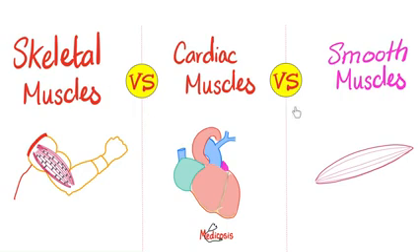Medicosis perfectionalis is back. Let's compare among skeletal muscles, cardiac muscles, and smooth muscles. Voluntary, involuntary, involuntary. Striated, striated, non-striated. If something is striated, it means it's made of sarcomeres.